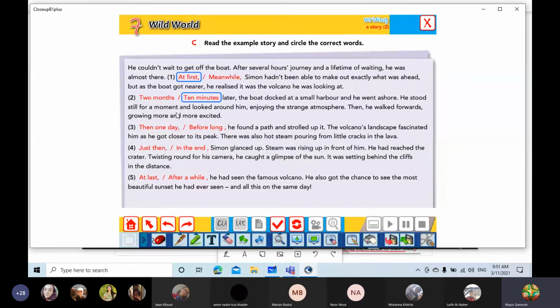He stood still for a moment. So, okay, he stood there for a moment and looked around him. Okay, something strange is happening. Enjoying the strange atmosphere. What's the meaning of atmosphere? Yes, the general mood. And it was strange, something strange to him. Then he walked forwards. He started to walk, growing more and more excited. And he was excited, he was getting more and more excited.